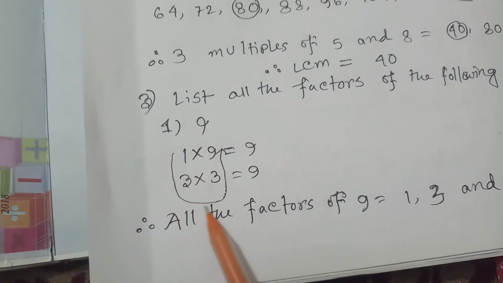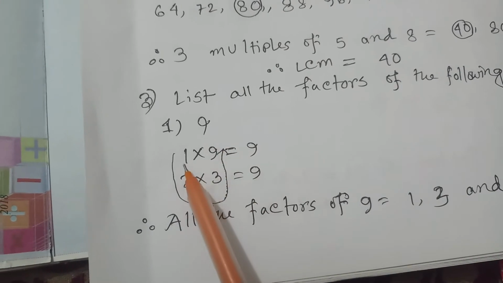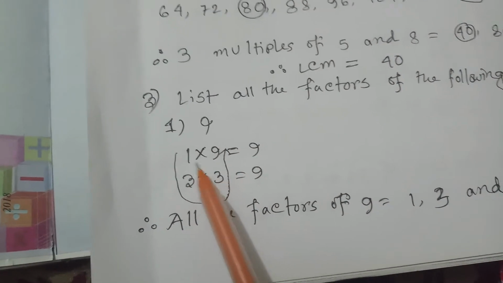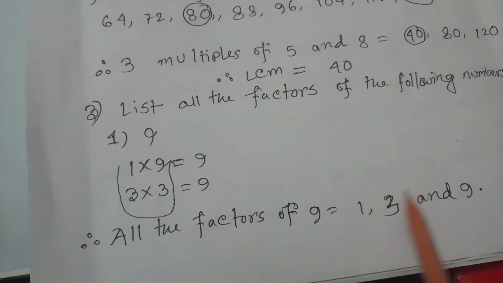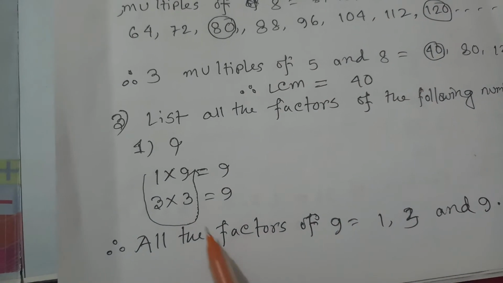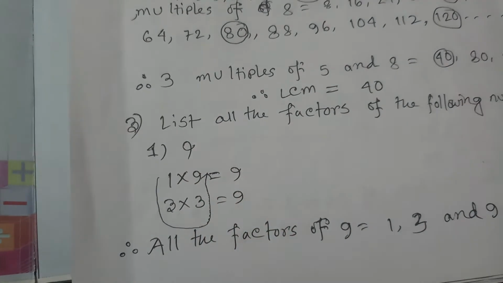We draw a picture like a U. That means 3 is a double. So 1, 3 and 9 are all the factors of 9.